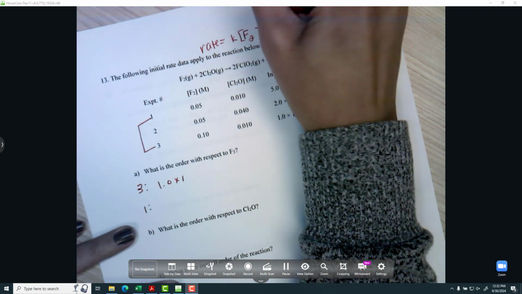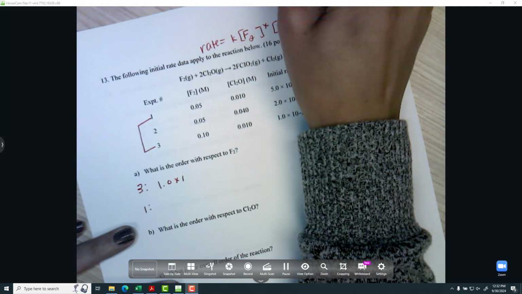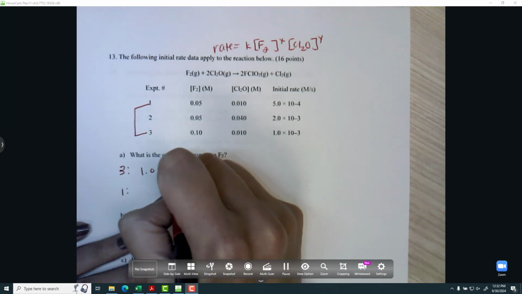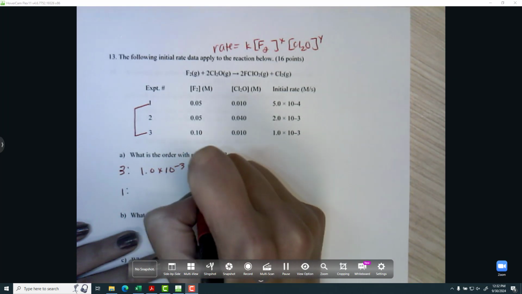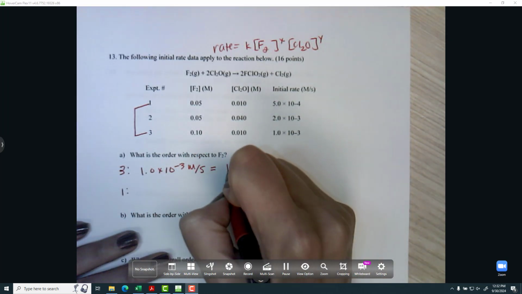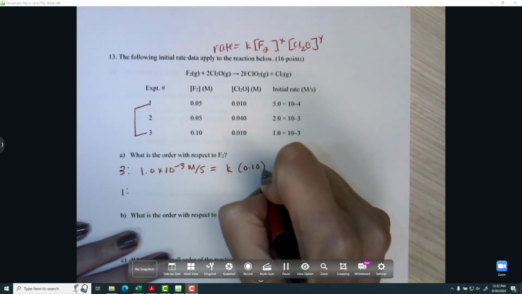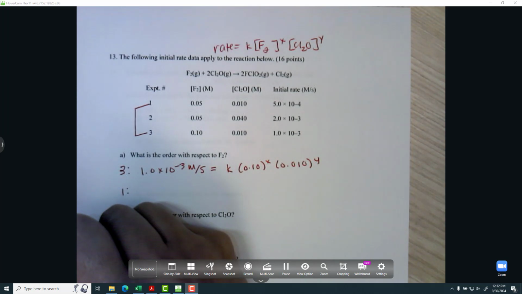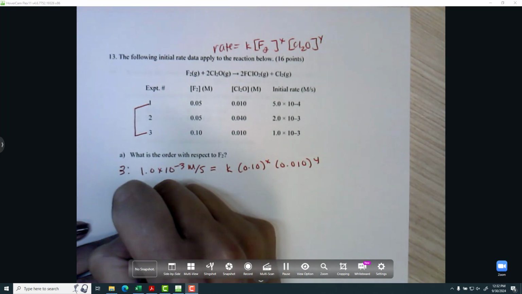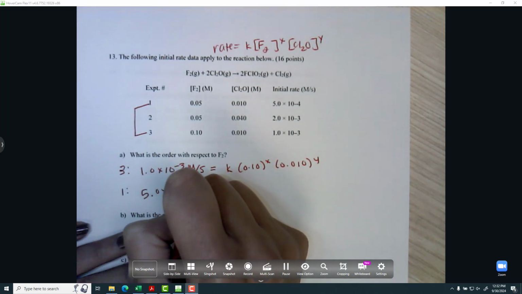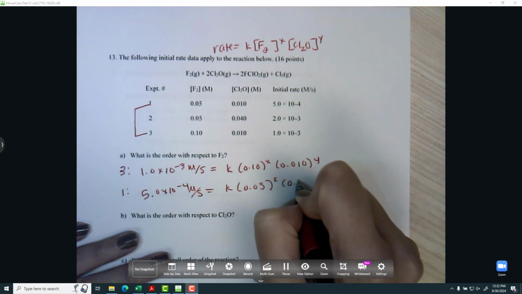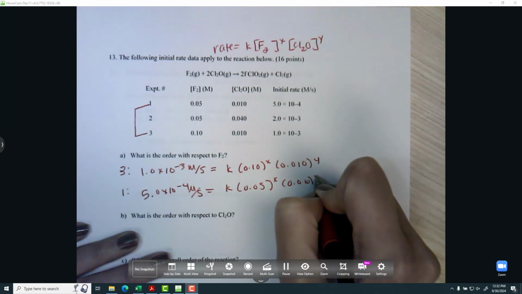Rate equals K times F2 to something and Cl2O to something. And so I'm going to do number 3 first. Remember, I like to do the biggest rate first. And so I get 1 times 10 to the minus 3 molarity per second equals K times 0.1 to the X times 0.01 to the Y. And then for number 1, I do 5 times 10 to the minus 4 molarity per second equals K times 0.05 to the X times 0.01 to the Y.